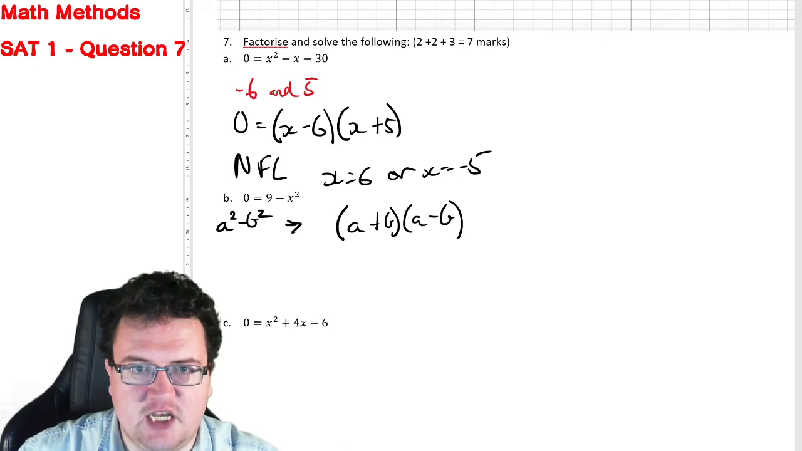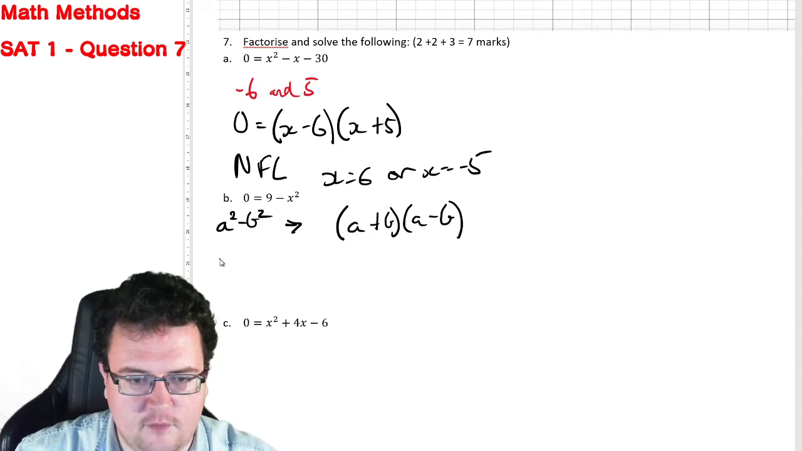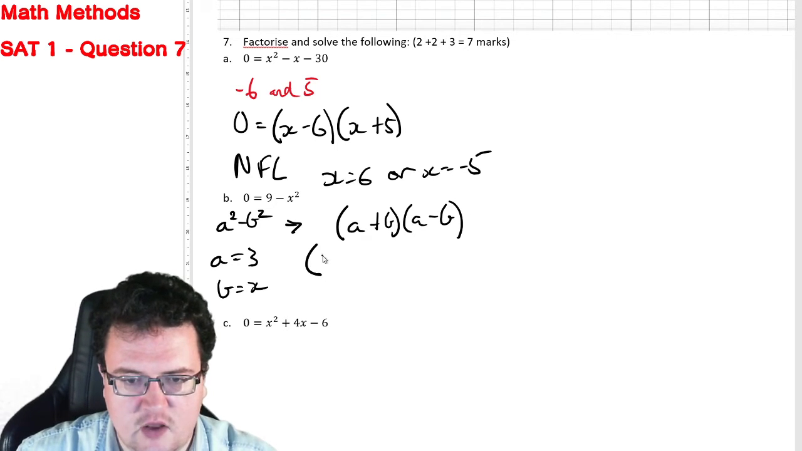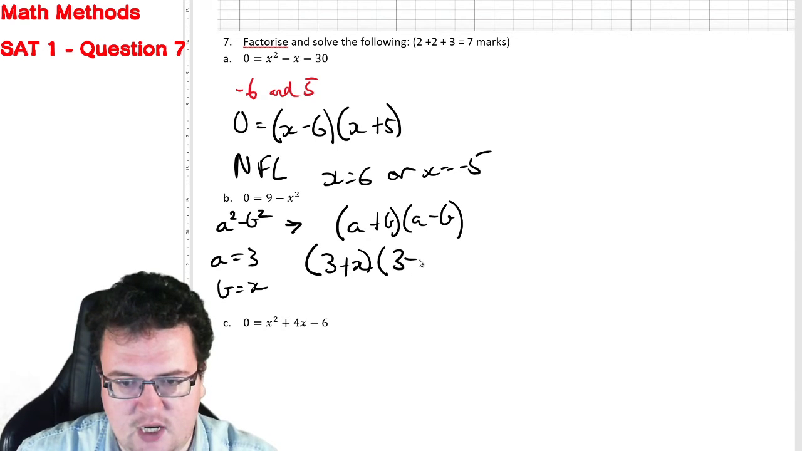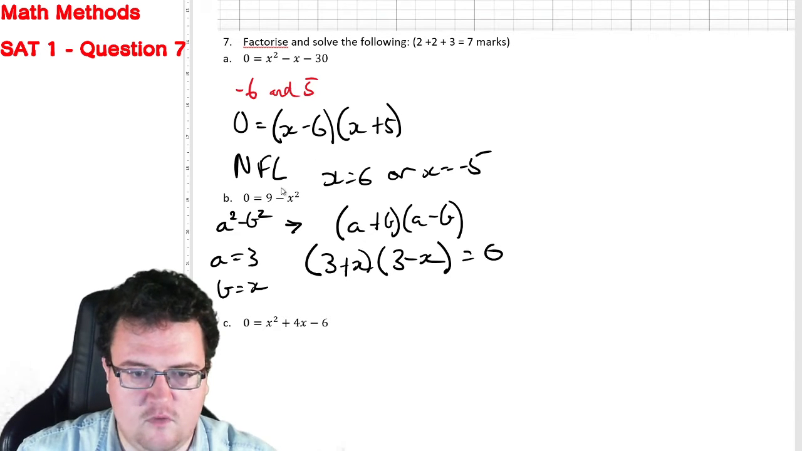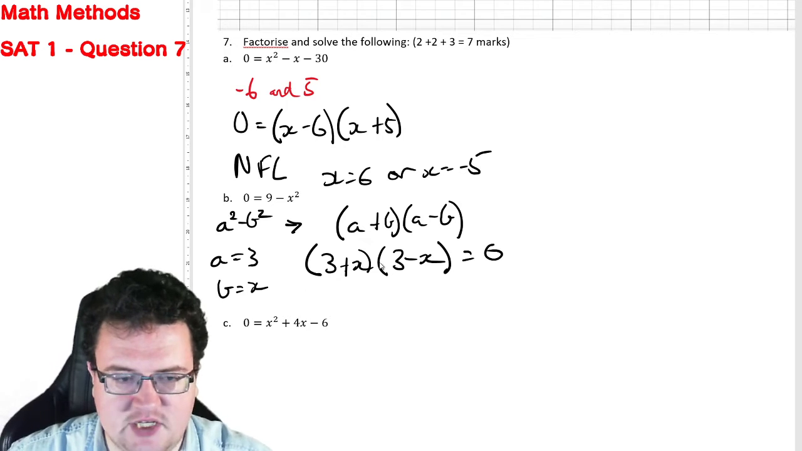And in this case here, the square root of 9 happens to be 3. So what we're looking for is a is equal to 3 and b is equal to x. Put those into here and we get 3 plus x and 3 minus x equals 0, of course. Haven't forgot about that. So for null factor law, x is going to be equal to -3 or 3.